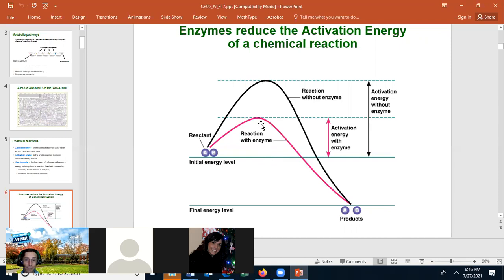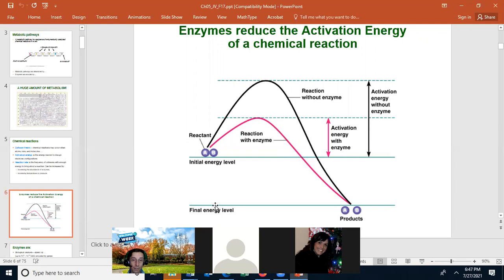So 37 degrees is much less than something like 1,000 degrees. Okay? So the activation energy with an enzyme is much less, not shown here, but much less than the activation energy without an enzyme. Any question about any of that? That is why enzymes can allow chemical reactions to occur in your cells at your body temperature, and then the reaction happens quickly with the enzyme.